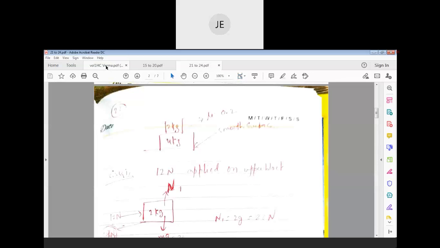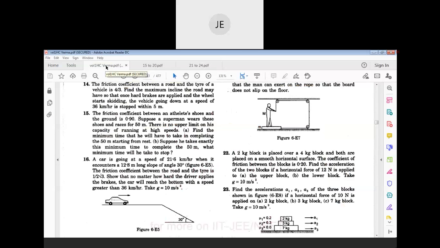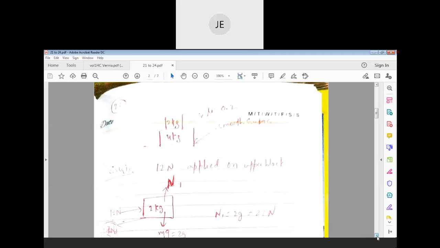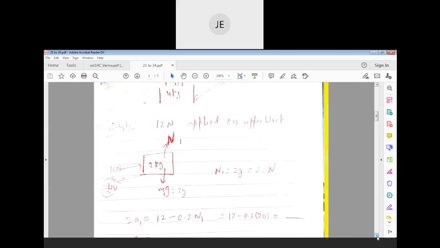So what we have to find out? If a 12 Newton force is applied on the upper block, find the acceleration of the two blocks. You have to find out the acceleration of the two blocks, okay, if 12 Newton force is applied on the upper block. So that is the first problem.